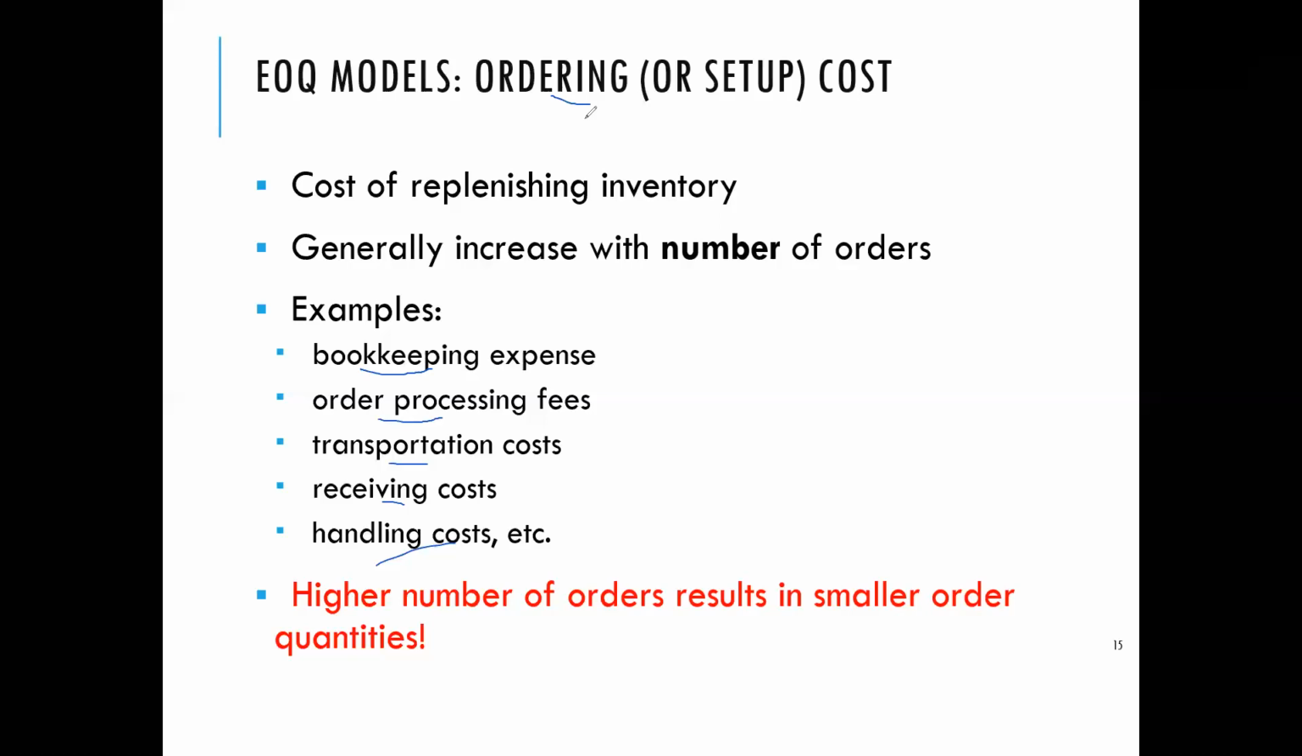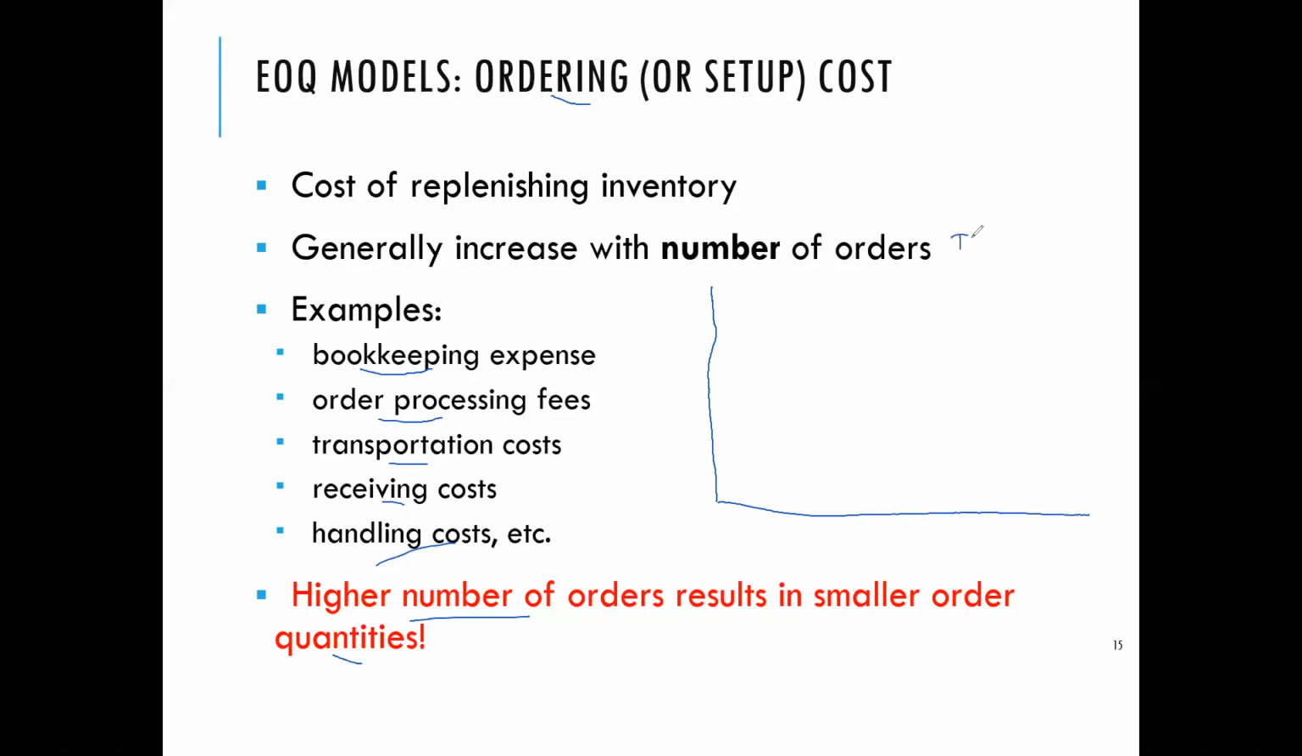So I'll again repeat, the more orders we place, the higher will be our ordering cost. However, a higher number of orders results in smaller order quantities. Now, what do I mean by this? To explain this, let me take help from a graph, and let's take a hypothetical example.